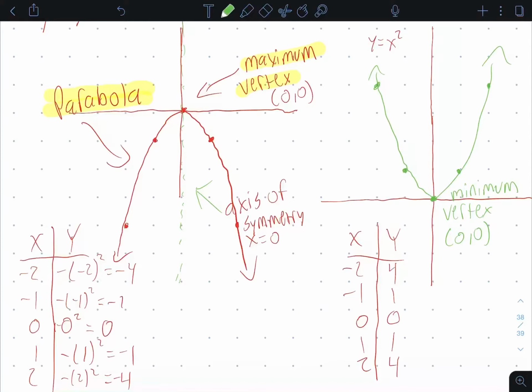And we have, once again, the axis of symmetry going straight through the middle, which is at the origin. So the axis of symmetry here is at x equals 0. So we labeled the minimum, we labeled the vertex, we labeled the axis of symmetry.